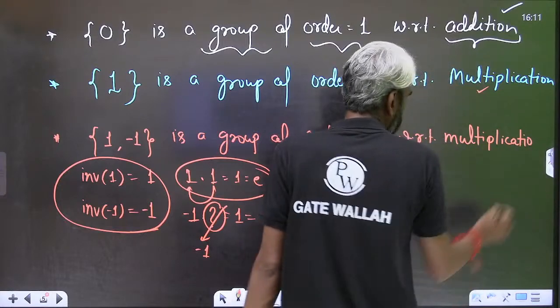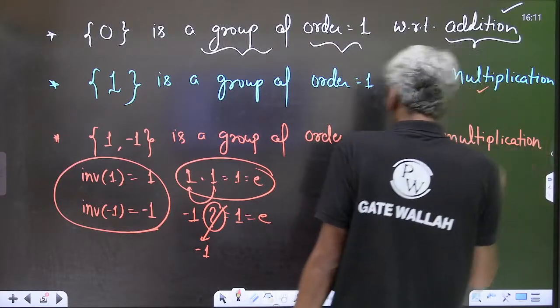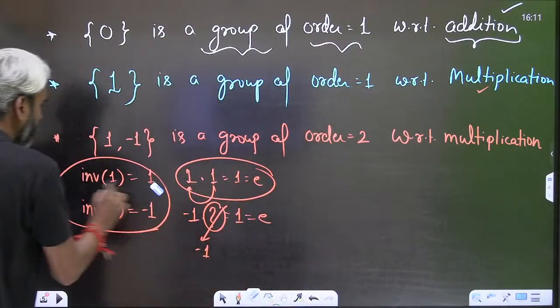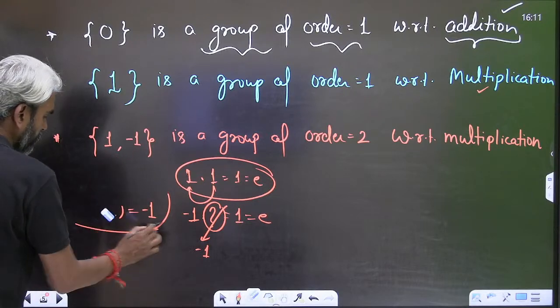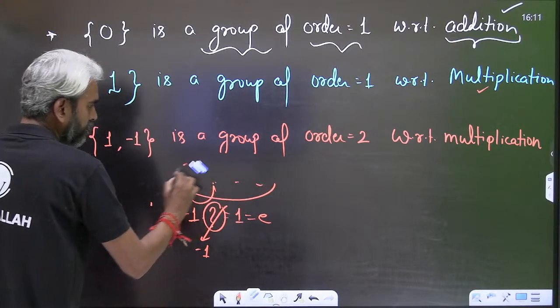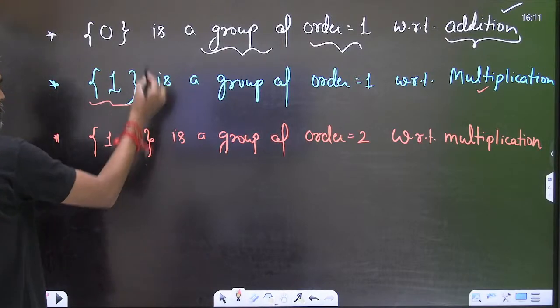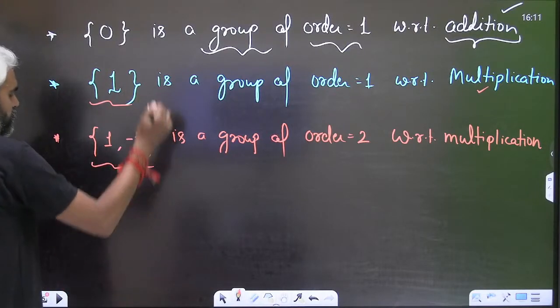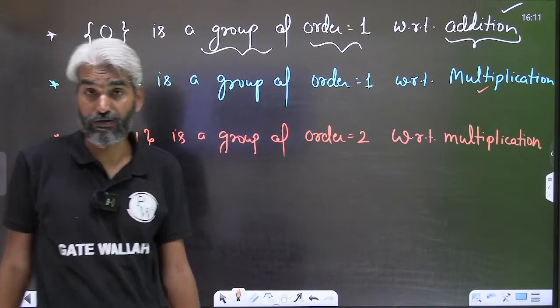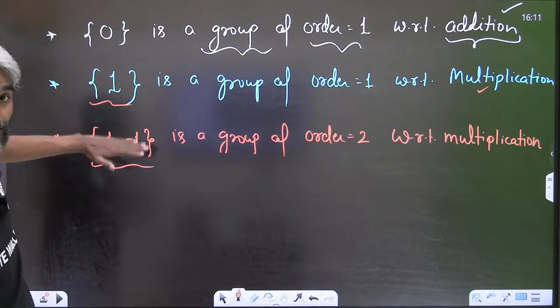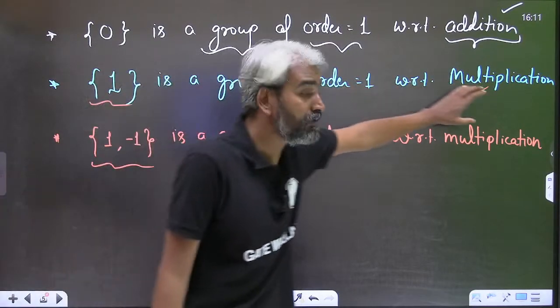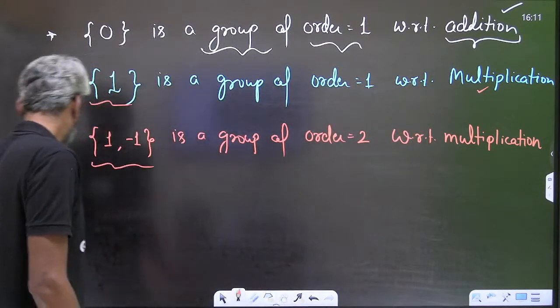Now, we cannot create any other group of real numbers with respect to multiplication apart from these two groups. One is the set containing the identity element, another is the set containing 1 and -1. So these are the only two finite groups of real numbers with respect to multiplication. So let's pause on this point.